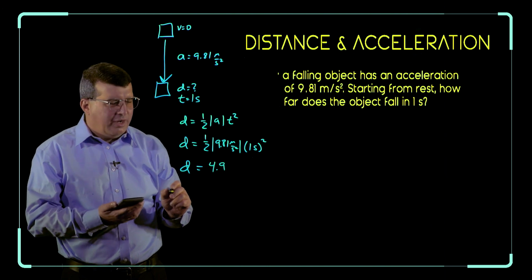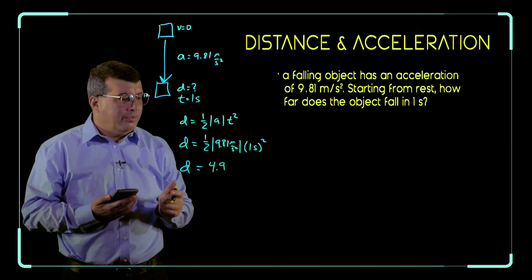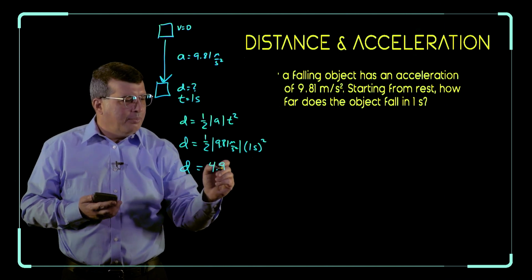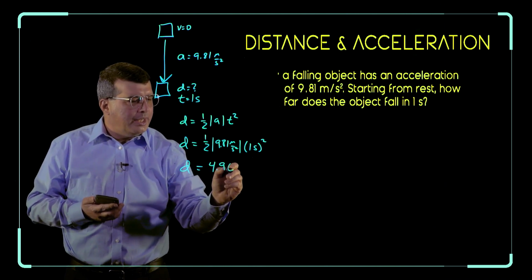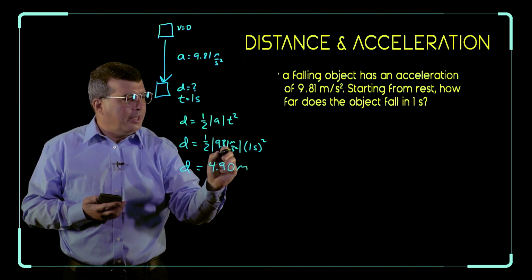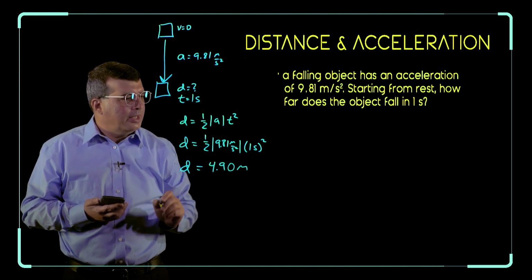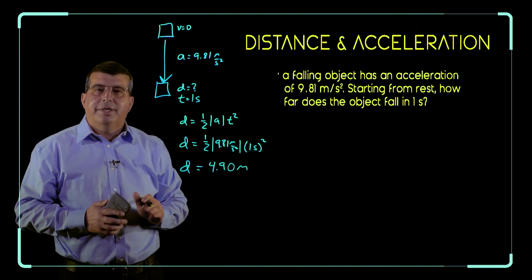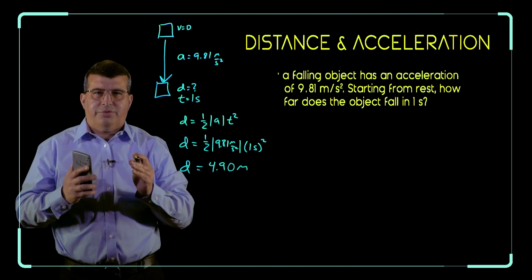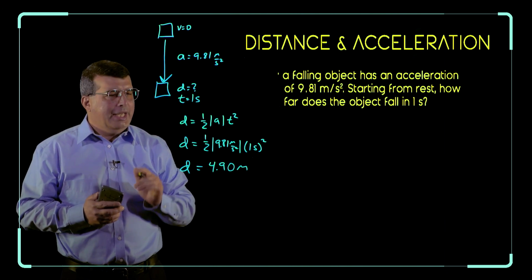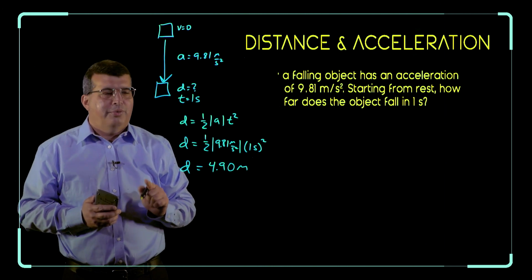That would be 4.9, and I've got 0.5, so I can really round either way. It's actually traditional to round to the even number, so that'd be 4.90 meters. And then I have per second squared times second squared, so my second squareds cancel out, so I am done. So when an object falls from rest with an acceleration of 9.81 meters per second squared, in 1 second it will fall 4 meters.